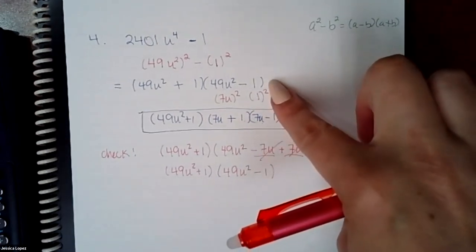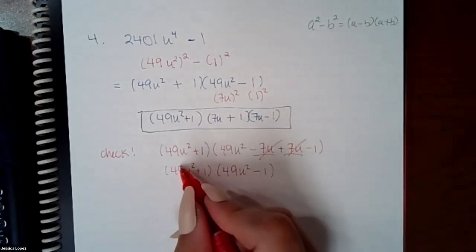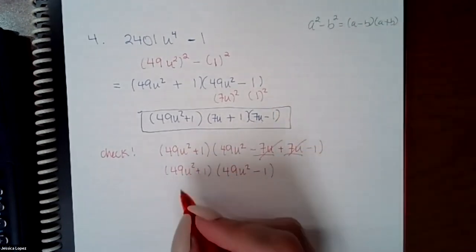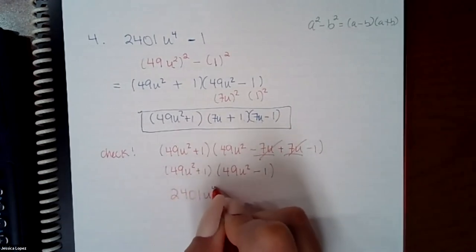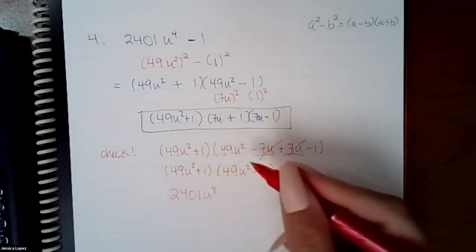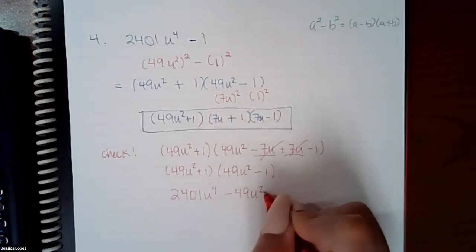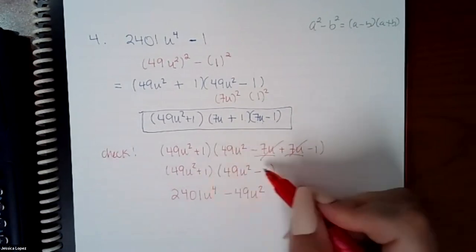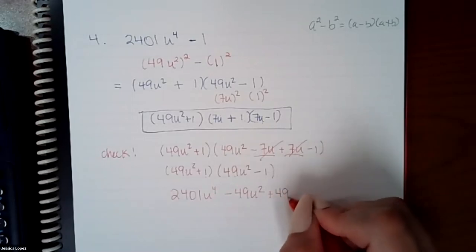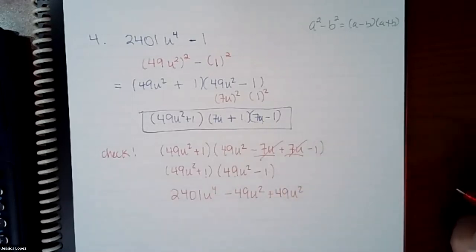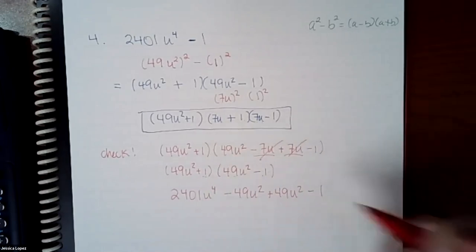So far, so good. But we still want to make sure that that step was good as well. So then I'm going to do 49 u squared times 49 u squared, which is 2401 u to the fourth. 49 u squared times negative 1 is negative 49 u squared. Now we distribute the positive 1. So positive 1 times positive 49 u squared is positive 49 u squared. Positive 1 times negative 1 is negative 1.